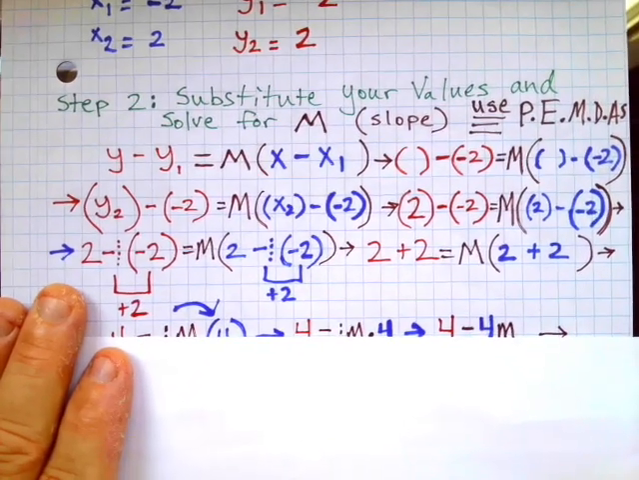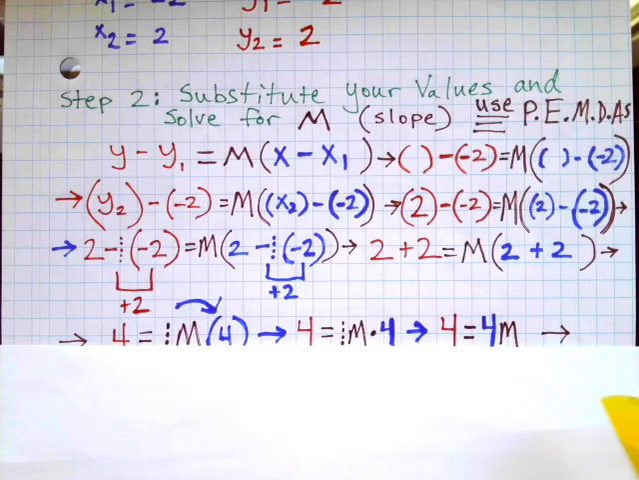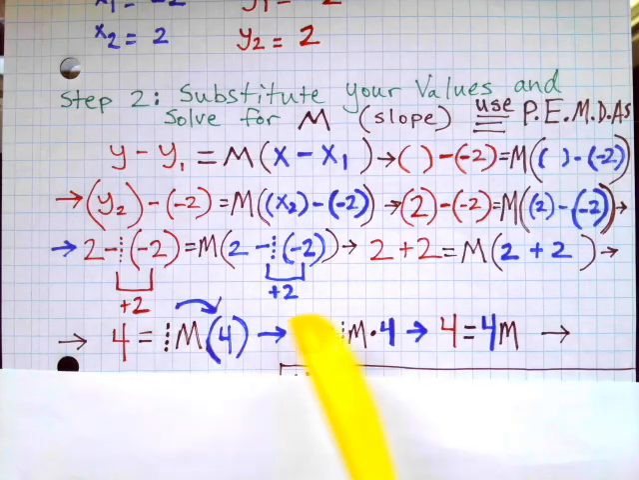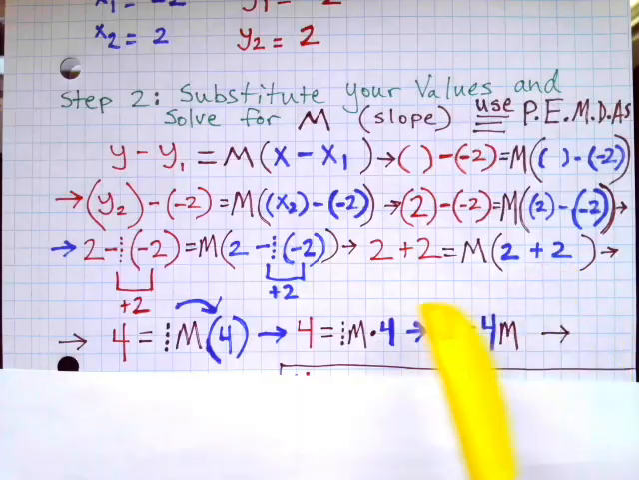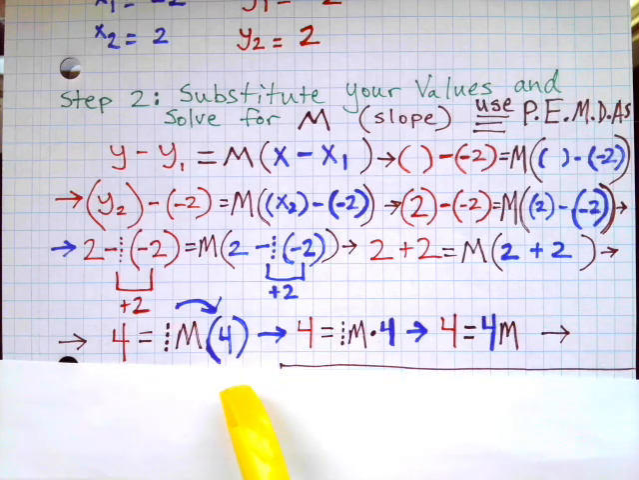I hope I haven't lost you. I'm trying to go very slow, step by step, right? So again, 2 plus 2 is 4, equals 1m times 4. I'm showing you that here. Now it's a one-step equation. 4 equals 1m times 4.